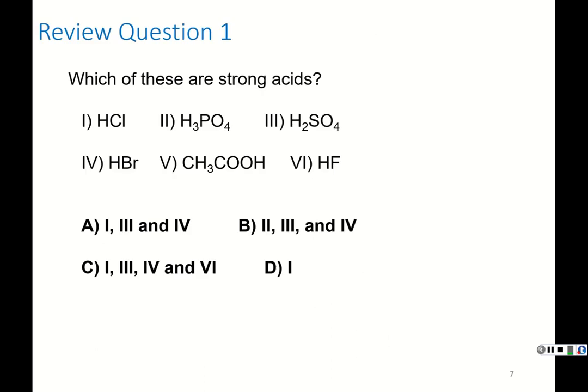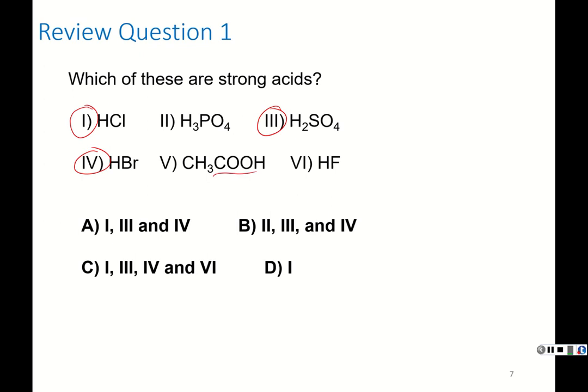Okay, so the first question, which of these are strong acids? So think back to that table, try to remember which are strong acids. All right, HCl, yep, that's a strong acid. Phosphoric acid, no, that's not a strong acid. Sulfuric acid is a strong acid. HBr is also strong. Acetic acid is not, right?